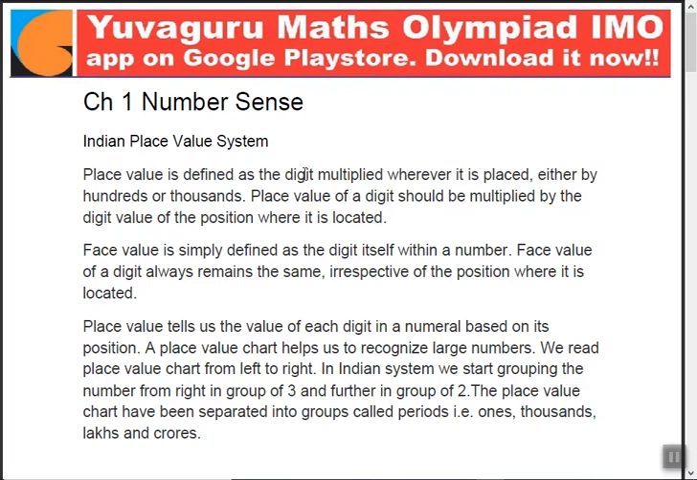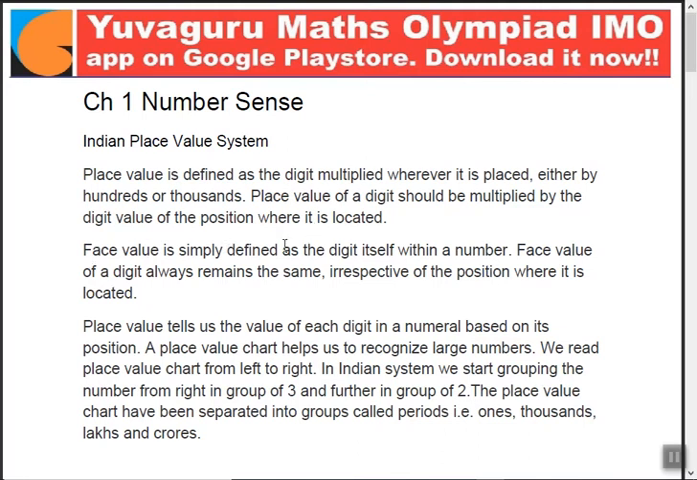So place value is defined as a digit multiplied by the value of the place where it is placed. If it is placed in the tens place, it is multiplied by 10. If it is placed in the hundreds place, multiplied by 100, and so on, or by 1000. Wherever it is placed, hundreds or thousands or tens. The digit should be multiplied by the value of the position where it is located. Suppose 2 is placed in the tens place, then 2 needs to be multiplied by 10. That's what the meaning is.